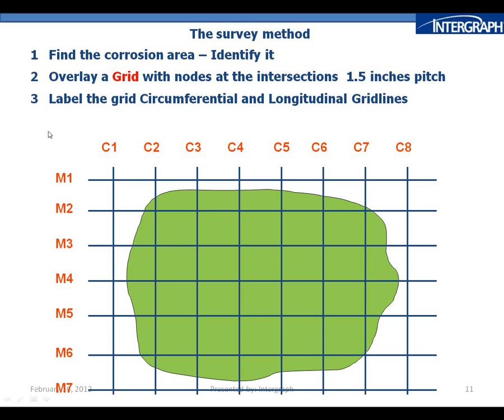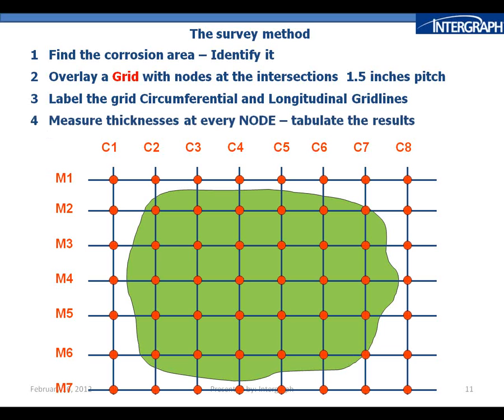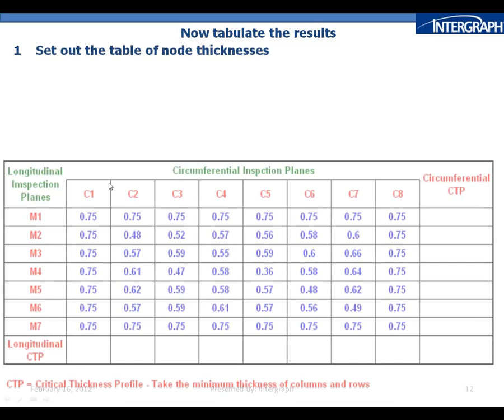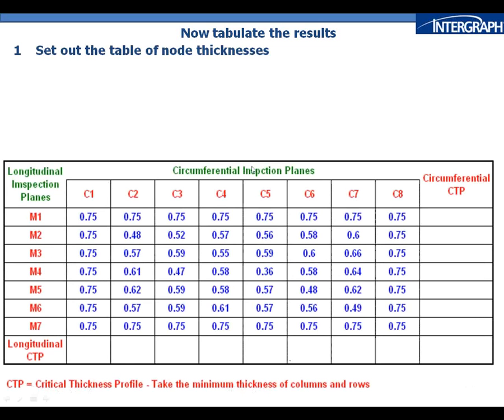Now, the next thing we do, we measure the thickness of every node. So let's look at node points just for a moment. Now we have these nodes, and we measure the thickness at every single node. So we make up a table. Now we just tabulate the results. So we set out a table, and maybe a table looks like this. I'm extremely sorry for this small spelling error. I only found it this morning.